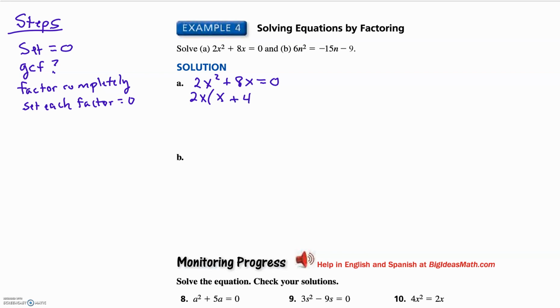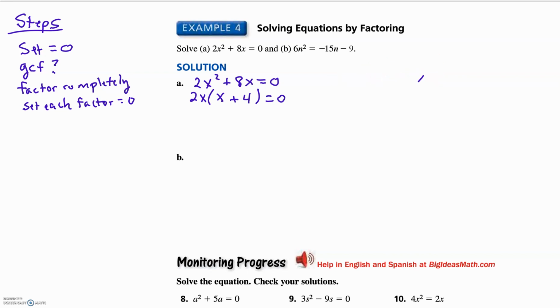Now when we say take out, we're talking about divide, right? So we're dividing out. We're taking the 2x squared and dividing it by 2x. We're taking the 8x and dividing it by 2x. Right? So what remains? x plus 4.